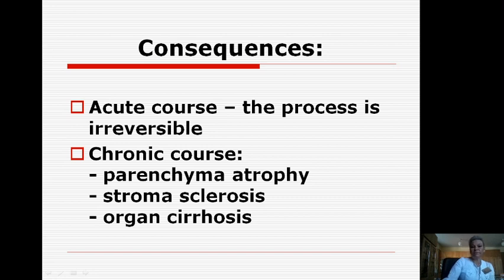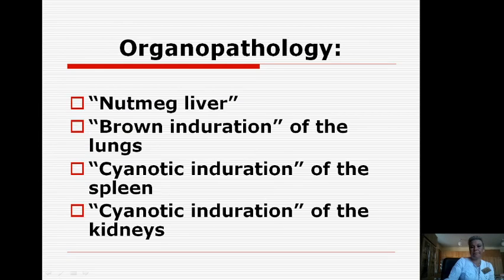What are the consequences of acute and chronic course? In the acute course, the process is irreversible with necrosis of tissues and cells. Due to chronic course, as a result of hypoxia, we see parenchyma atrophy and stroma sclerosis and changes in the organ architectonics, organ cirrhosis, for example, in the liver. Organopathology of chronic course: nutmeg liver, brown induration of the lungs, cyanotic induration in the spleen or in the kidneys, and more about each of them.